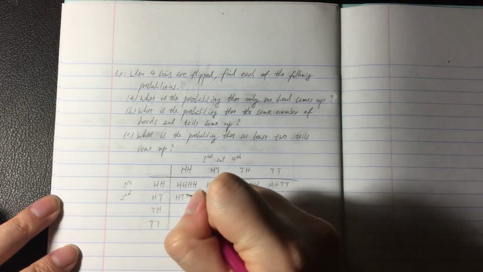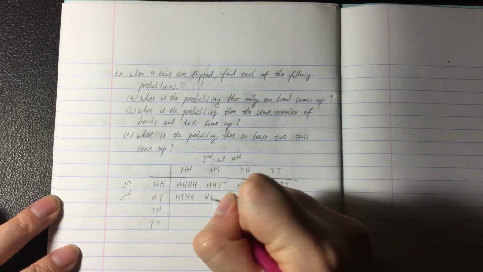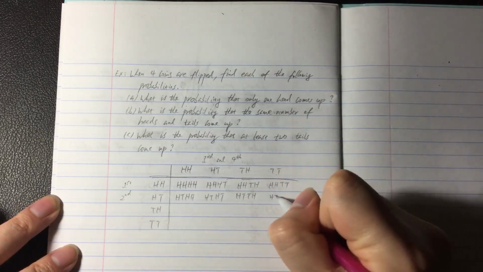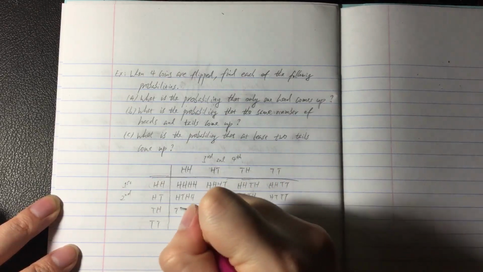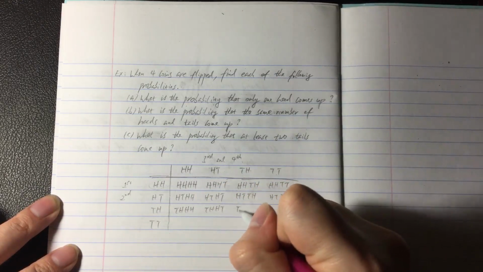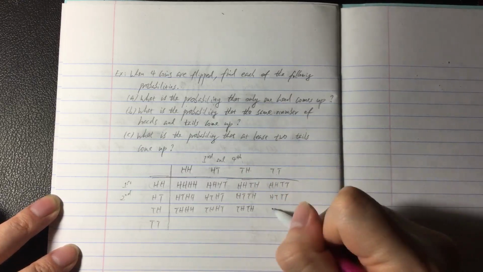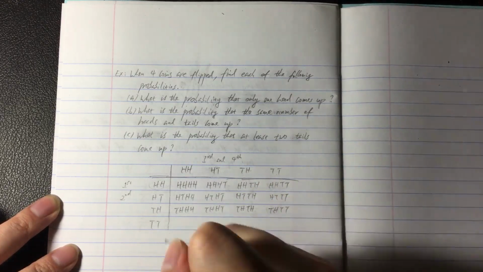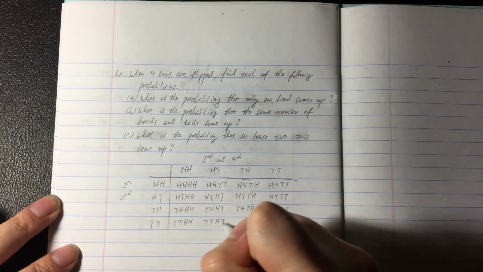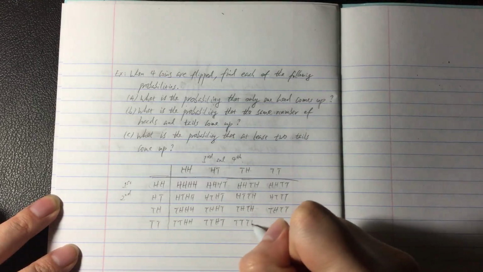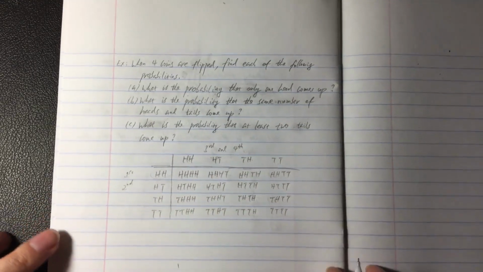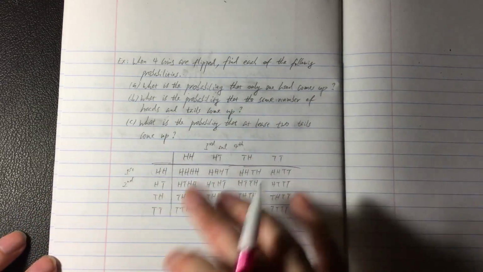Next, we continue listing the combinations for the remaining first-two-coin outcomes in the same way. So there are 16 possible outcomes. That's the sample space. There are 16 possible outcomes.